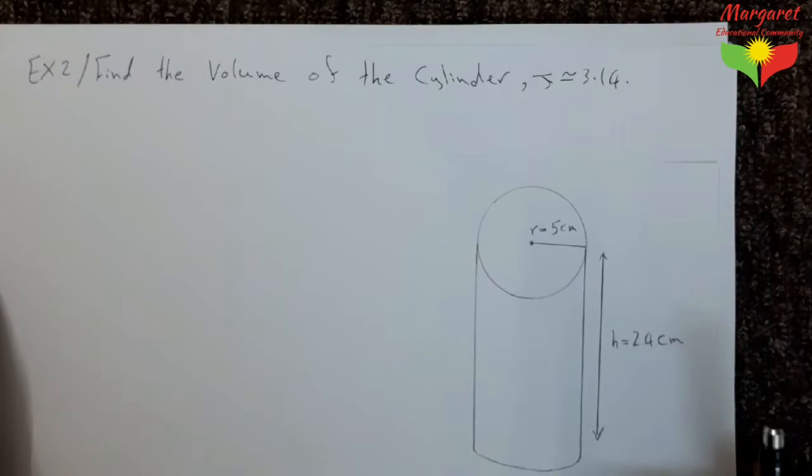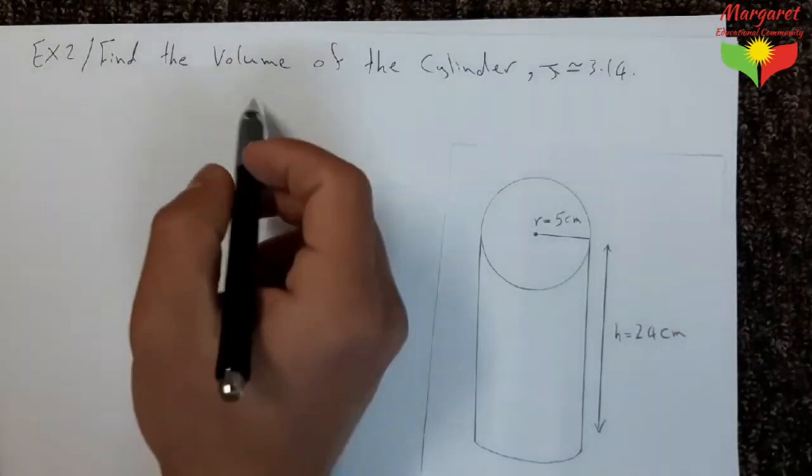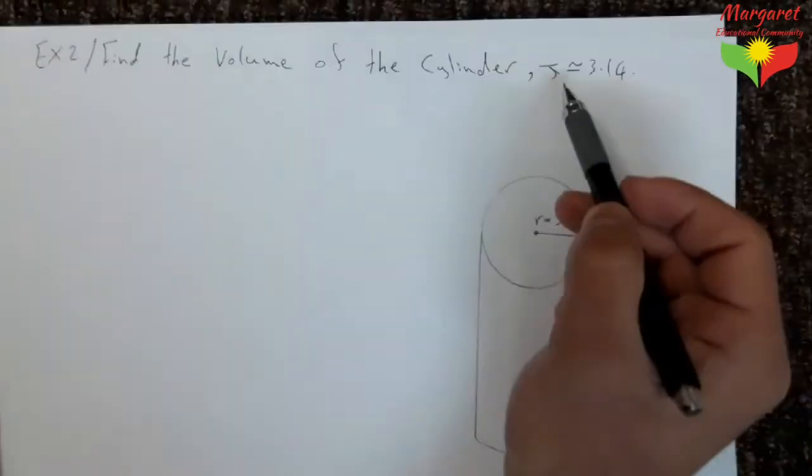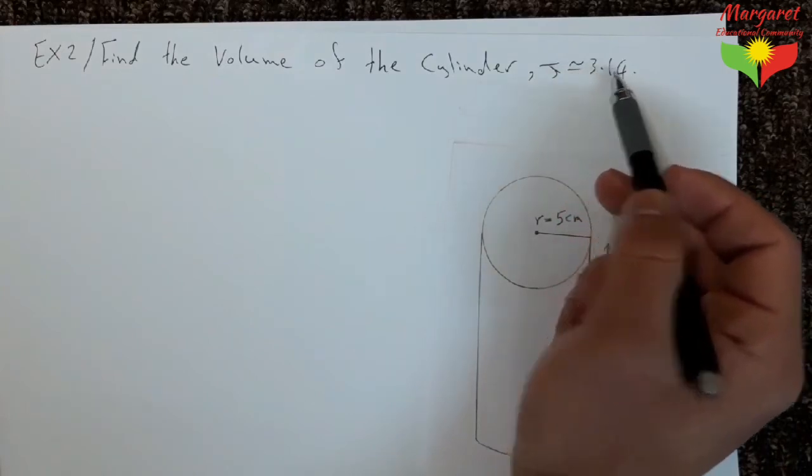Example 2 says find the volume of the cylinder and pi nearly equal to 3.14.